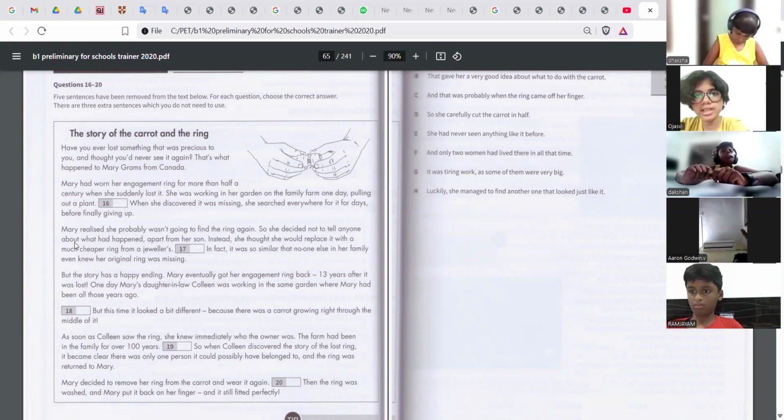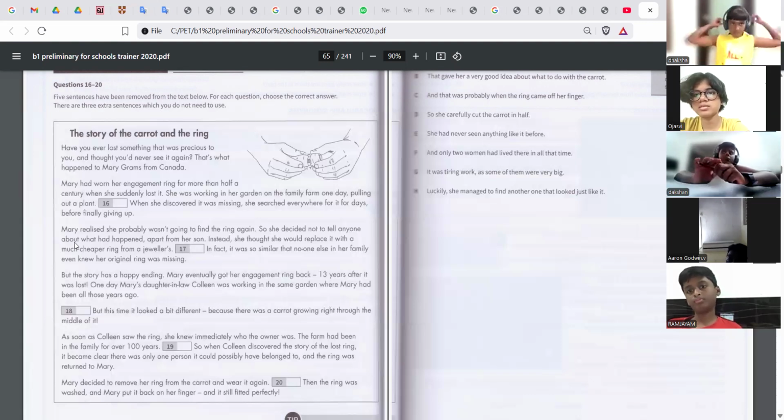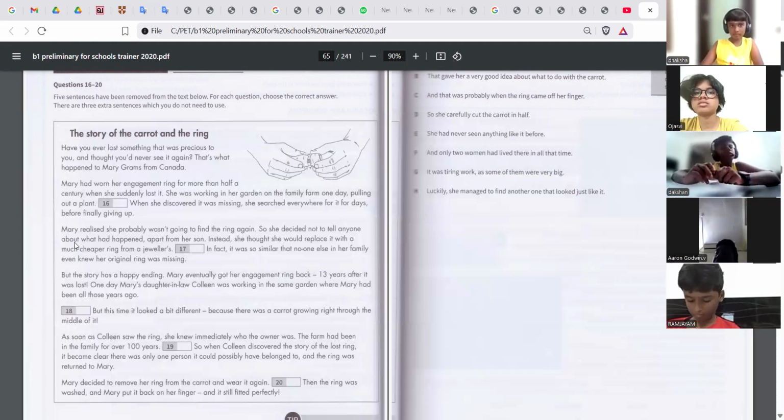But the story has a happy ending. I forgot to read the other side. In fact, it was so similar, in fact, that no one else in her family even knew her original ring was missing. Wow. Keep moving. But the story has a happy ending. Mary eventually got her engagement ring back.